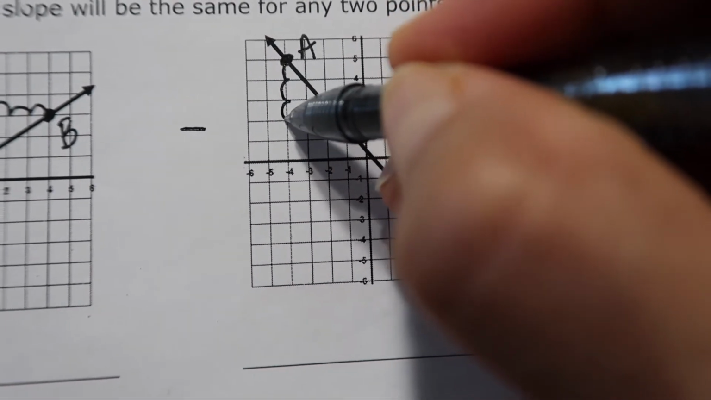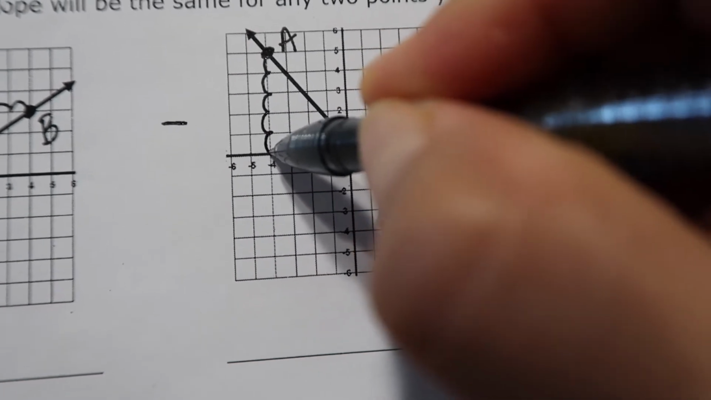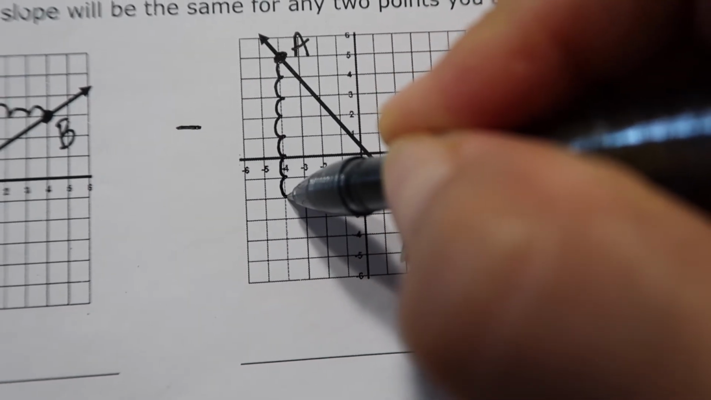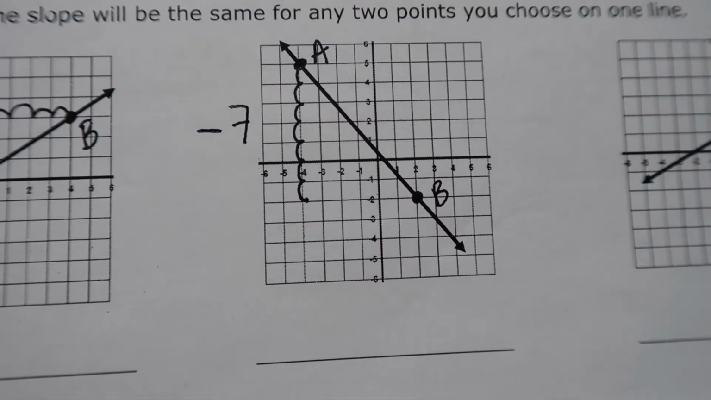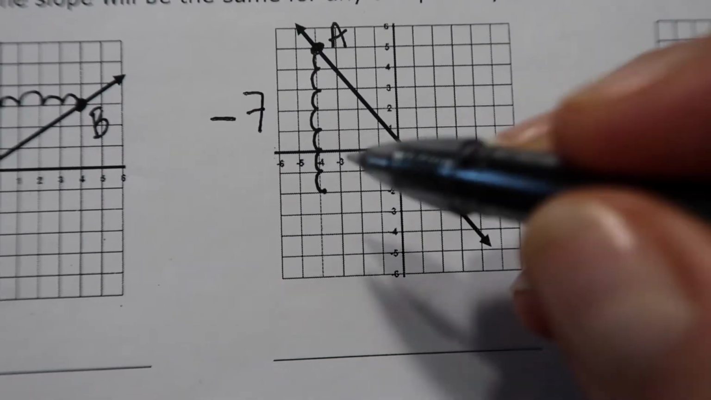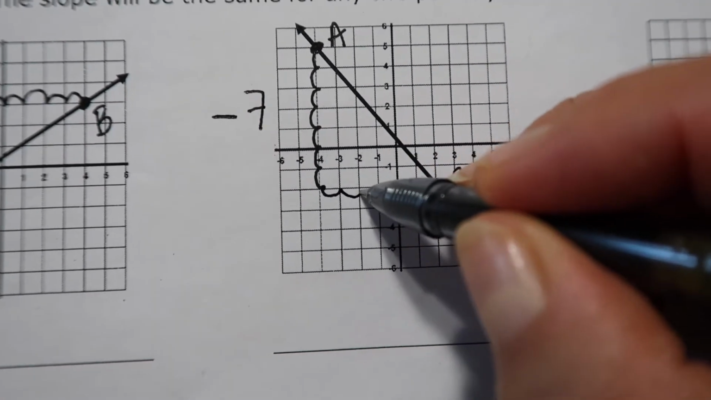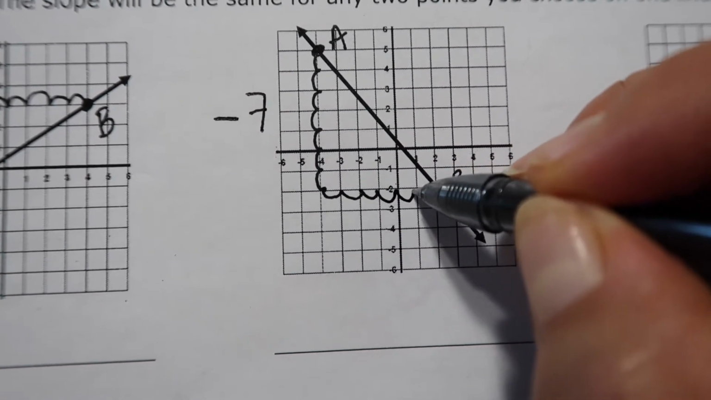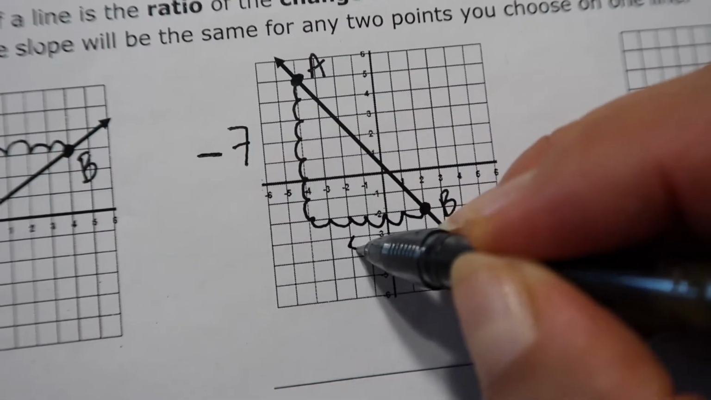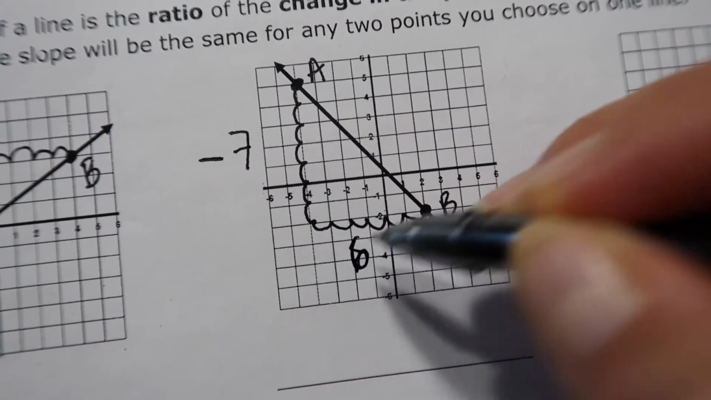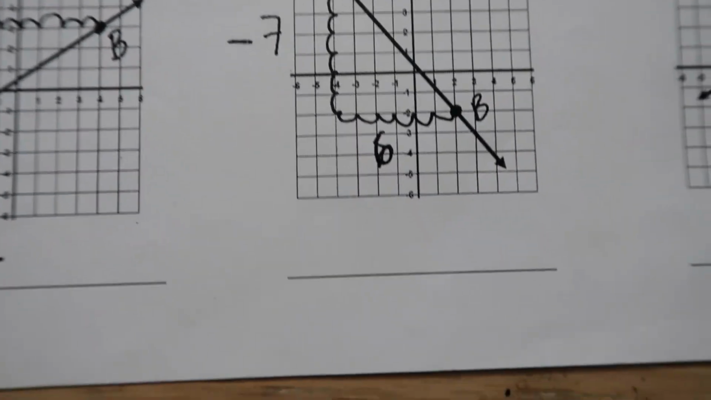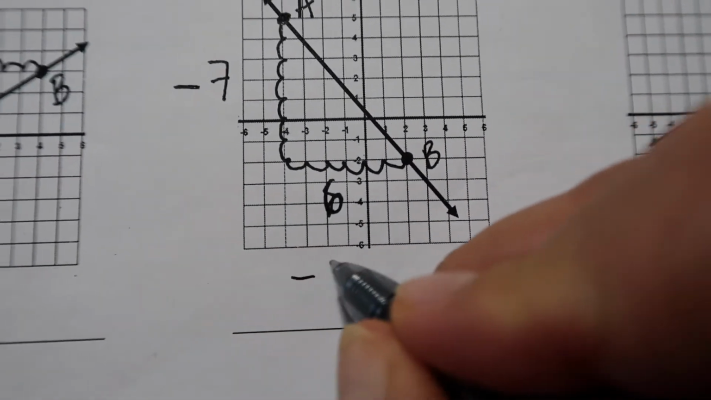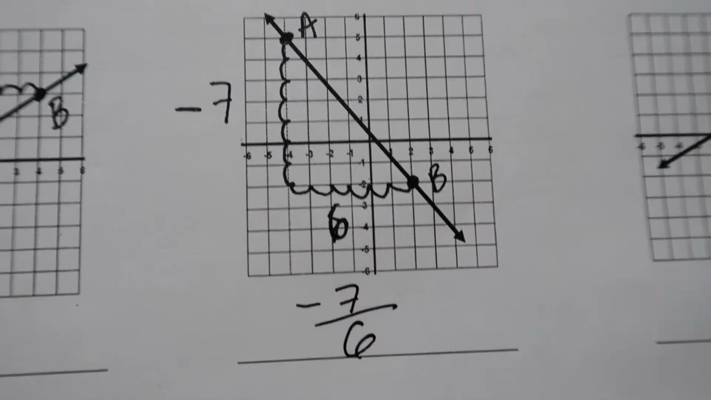1, 2, 3, 4, 5, 6, 7. Is that right? Yep. Negative 7. 7 down. And then what about to the right? How many? 1, 2, 3, 4, 5, 6. 6 to the right. Okay, so my slope will be negative 7 over 6.